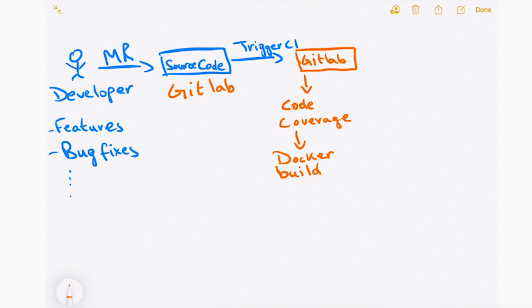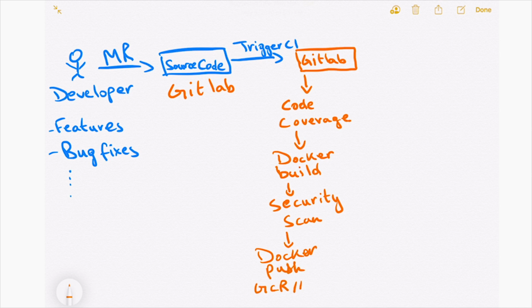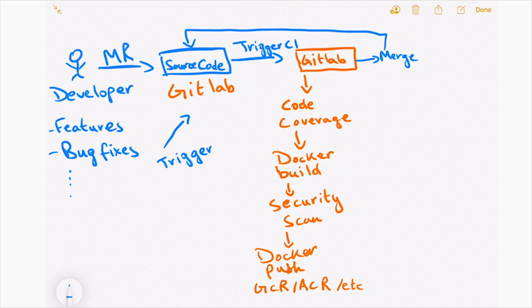In my case, I start off with code coverage with Code Climate. I do a Docker build with Kaniko, and I do a security scan with Aqua. And finally, I push my Docker image to GCR. You could also replace it with ACR, Harbor, whatever. So when these pipeline jobs finish and are green, I'm going to go ahead and merge my merge request against the dev branch.